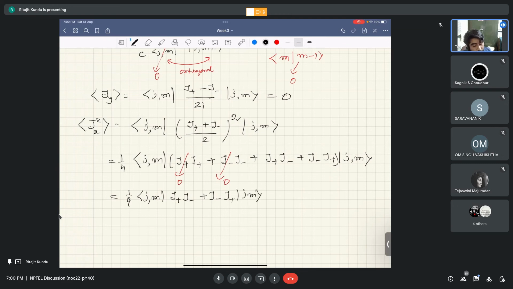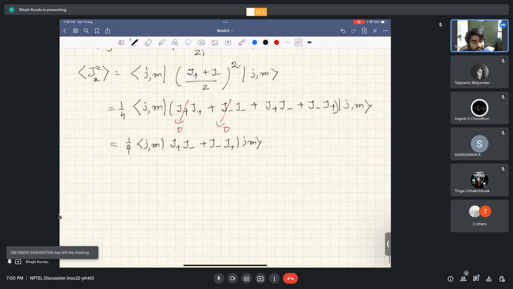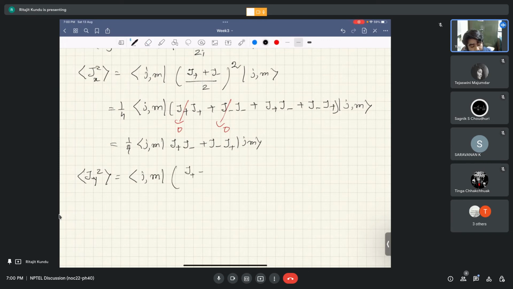Okay, so you can write this j plus and j minus, and they have some matrix forms. We can try to evaluate it, but we'll do that later. Okay, so let's also calculate jy square. So the jy square expectation, in the same way, I'll write as <jm|, and then I will have ((j plus minus j minus) by 2i) square |jm>.